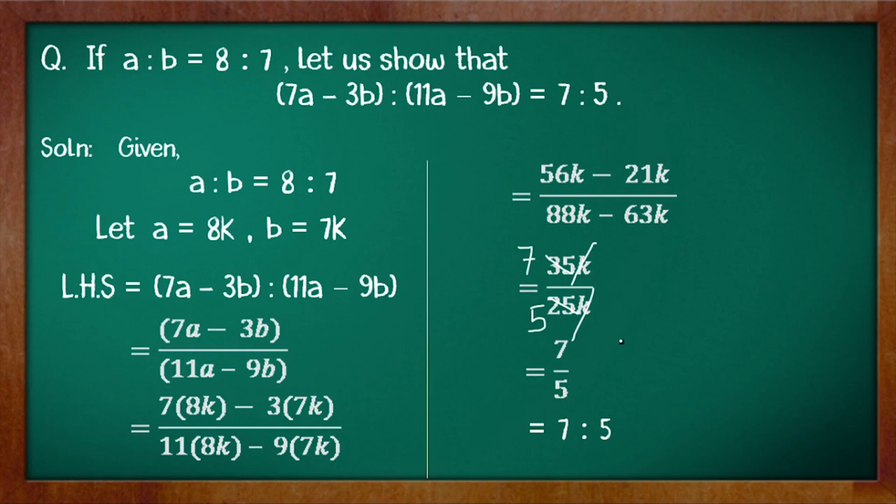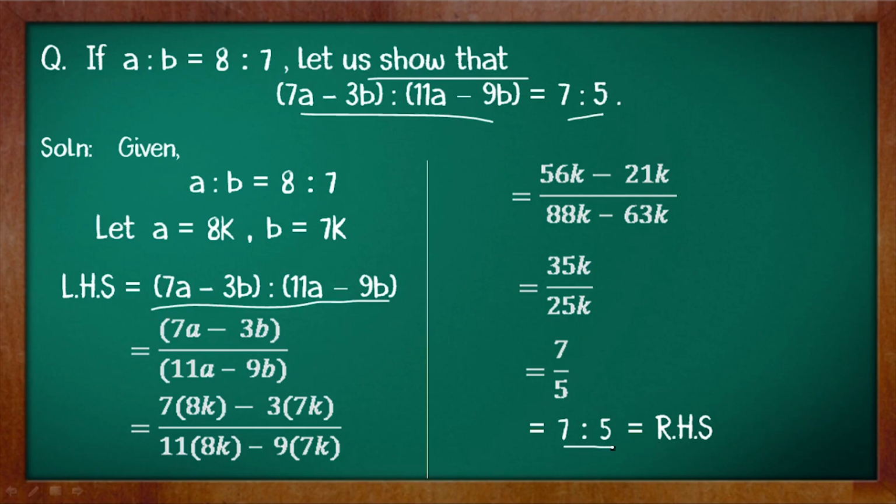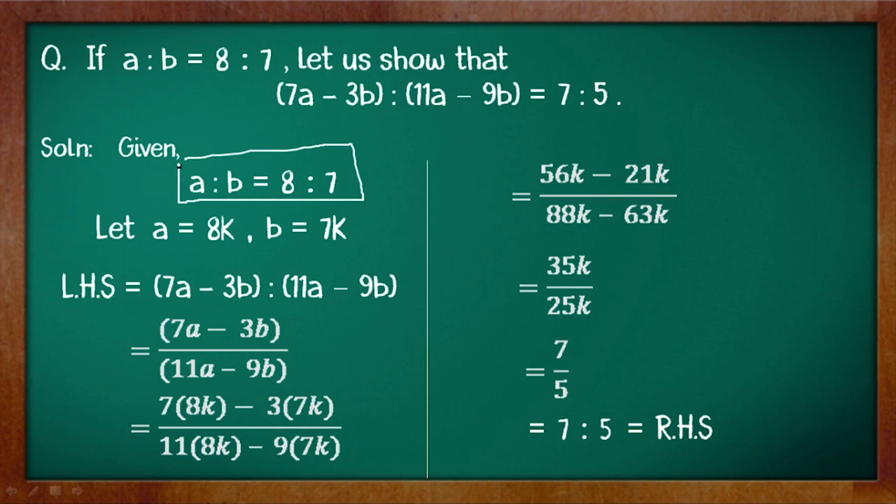So this is the right hand side. Okay, so left hand side is equals to right hand side. We need to show that this is equals to this. So we have shown here that this is equals to this. So this is how you prove this kind of question. Okay, and a very important thing that you must remember here is that every time when we are given something in ratio, you can assume this.